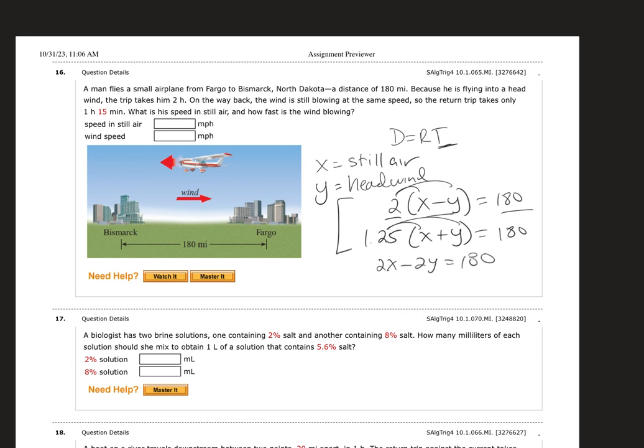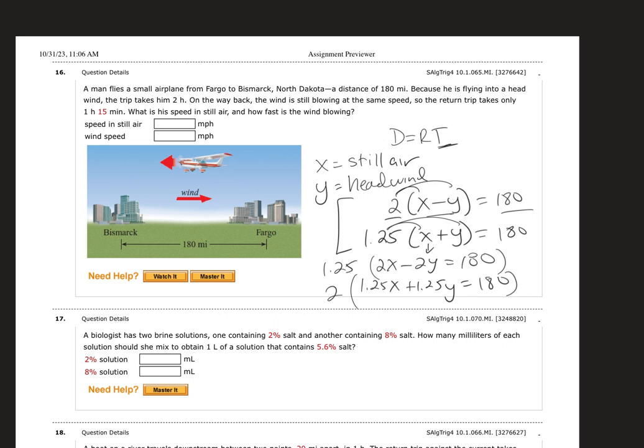to find the speed of the still air and the speed of the headwind. 1.25, the airplane speed is what I'm really trying to say. Okay, so this is what you would do right here. If you were going to try to cancel out something, I guess I would want to cancel this out. So I'm just going to multiply this entire row by 2 and this entire row by 1.25.